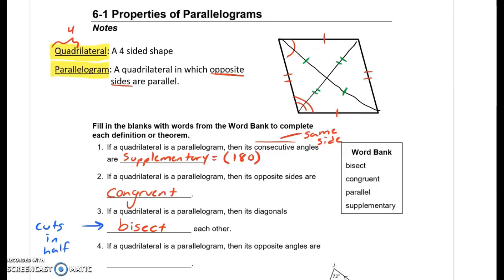And number 4, if a quadrilateral is a parallelogram, then its opposite angles are congruent. Now for this case here, I'm going to add congruent and parallel just to use every word. So opposite angles are congruent, therefore this one is the same as this one, and this one is the same as this one. Do not forget, congruent means the same or equal.